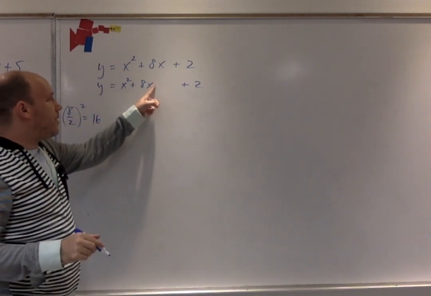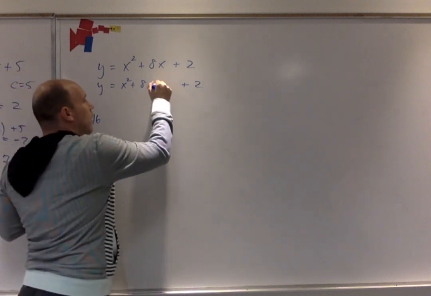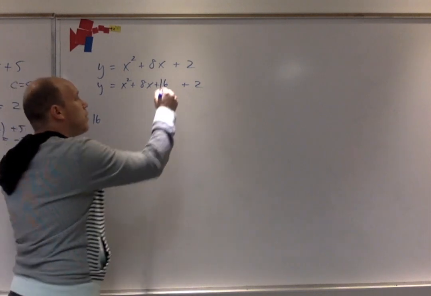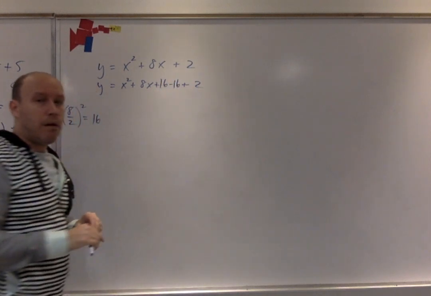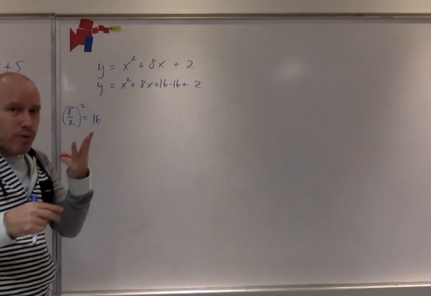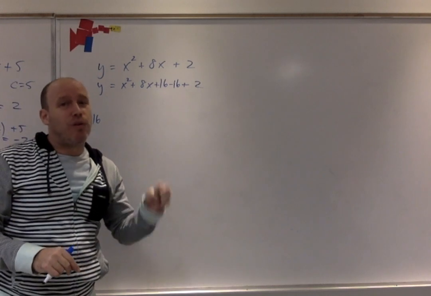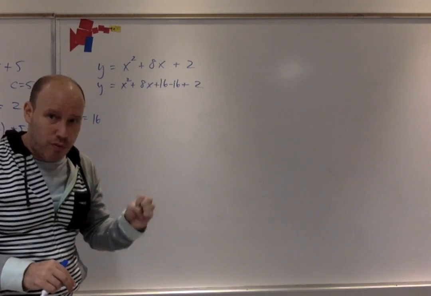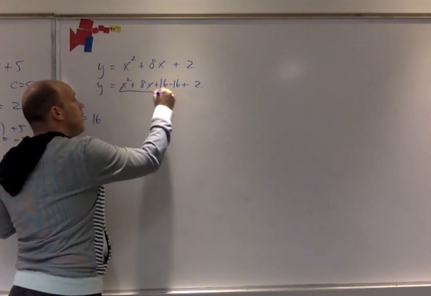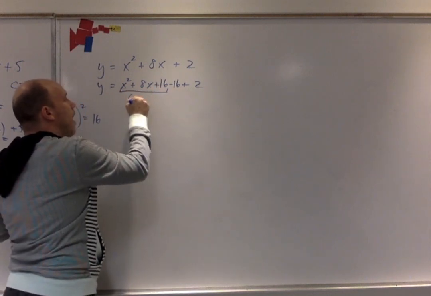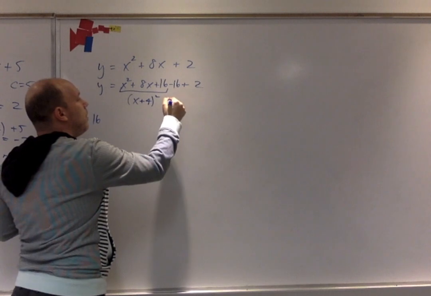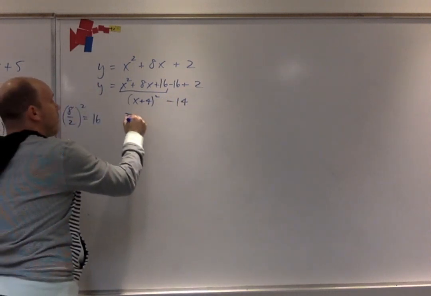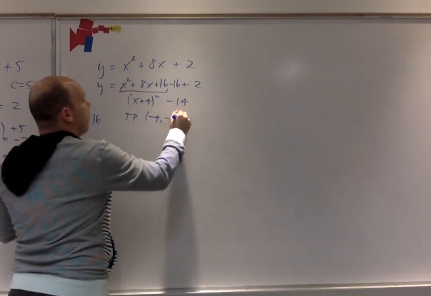Well, I would love to have a 16 here, I'll show you in a second, but I have to maintain the balance. So if I add a 16, I better subtract the 16. Okay, now step 3. For those of you who've been practicing factoring your quadratics, you've gone through the factor madness, we recognize that this is a perfect square. x plus 4 squared minus 14. If you recall from before, the turning point was, in fact, negative 4, negative 14.